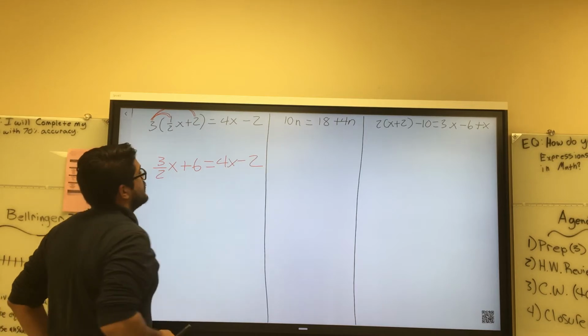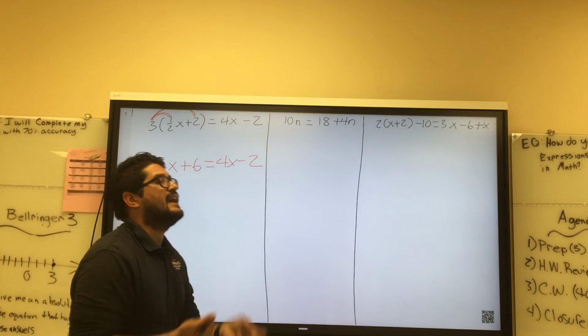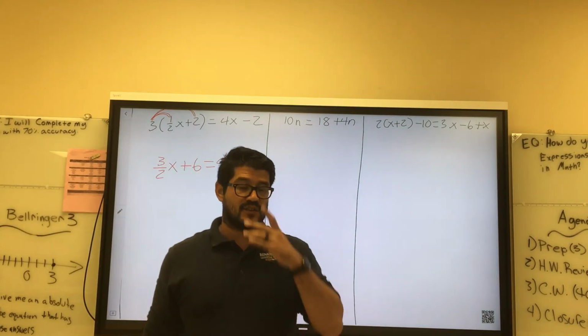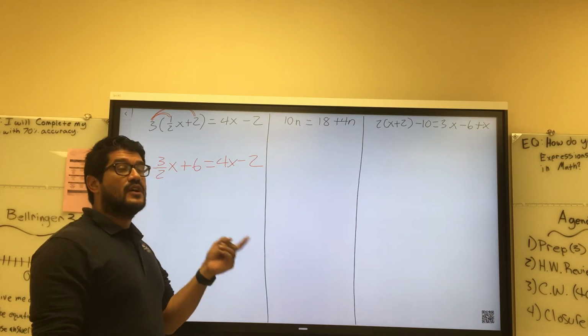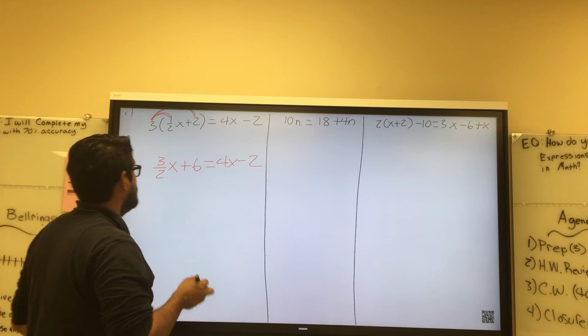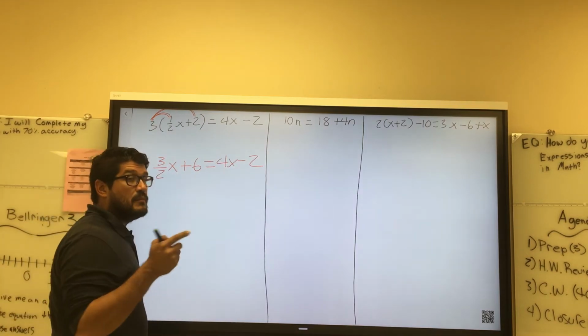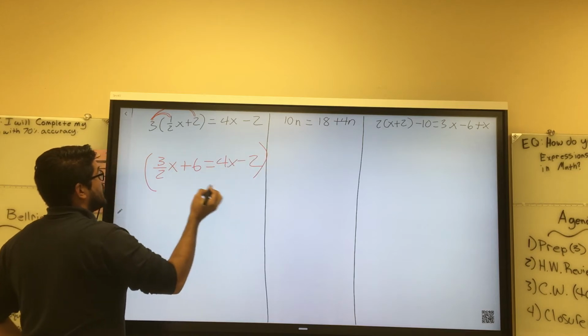4x minus 2. Now there you go. Now a lot of you are thinking, Mr. Castrovis, there's a fraction in it. I hate fractions. How do I get rid of the fraction? Well, if you want to get rid of the fraction and work the problem without any fractions, what you do is multiply the entire thing by the denominator. So every single number is going to be multiplied by 2. Every single number in the whole thing is going to be multiplied by 2.